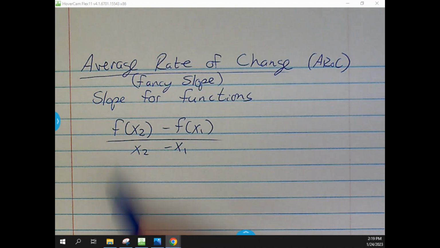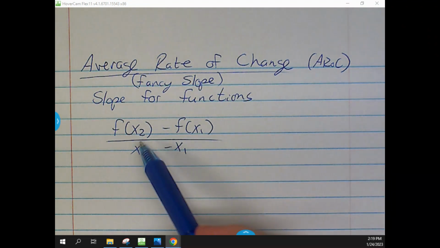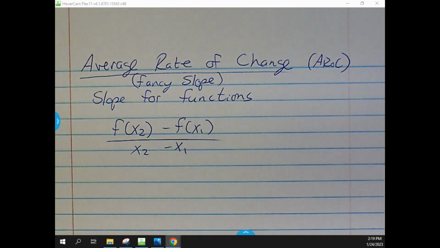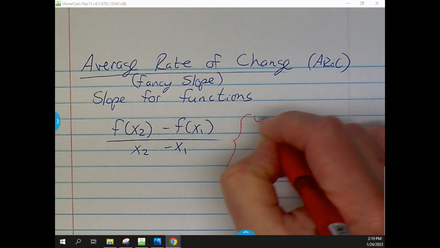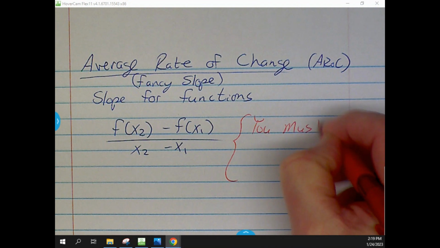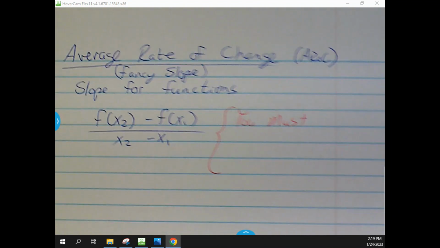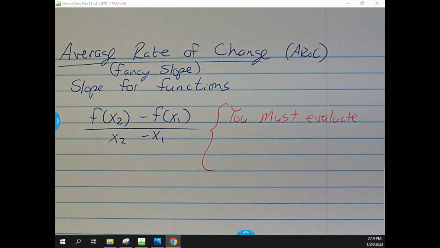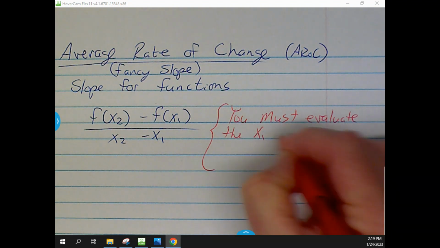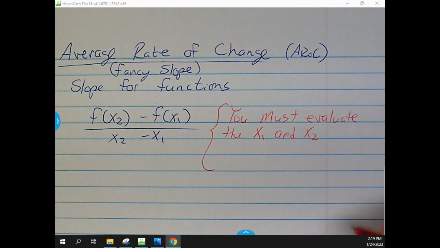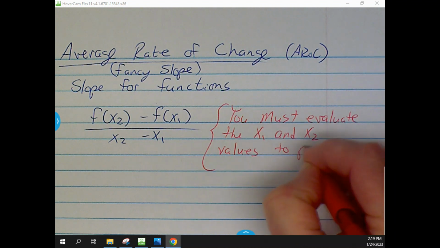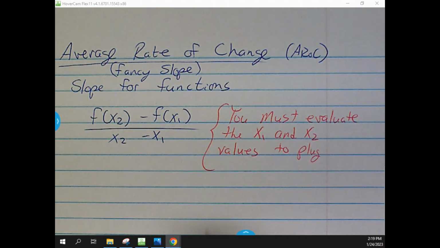When we did slope, instead of y2 minus y1 and x2 minus x1, this one is basically replacing the y2 and the y1 with f of x2 and f of x1. The big thing here is you've got to evaluate the x1 and x2 values to plug into the average rate of change function.